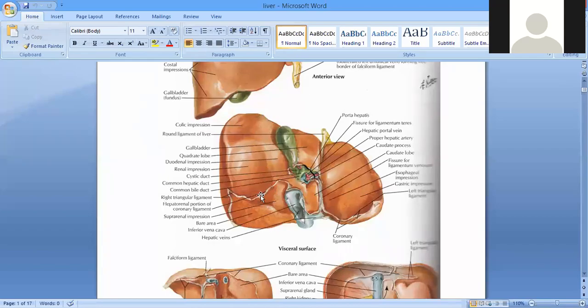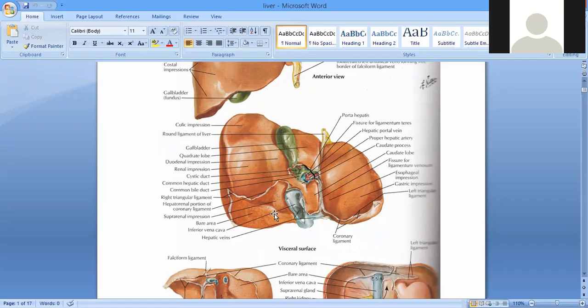So this is the area which is present between the superior and inferior layer, extending from this right triangular ligament. So it is this triangular area that is enclosed by these two attachments of the peritoneum over here. This is the area which is marked as the bare area. Bare area means that it is devoid of peritoneum, and this is a part of the liver which lies in direct contact with the diaphragm.